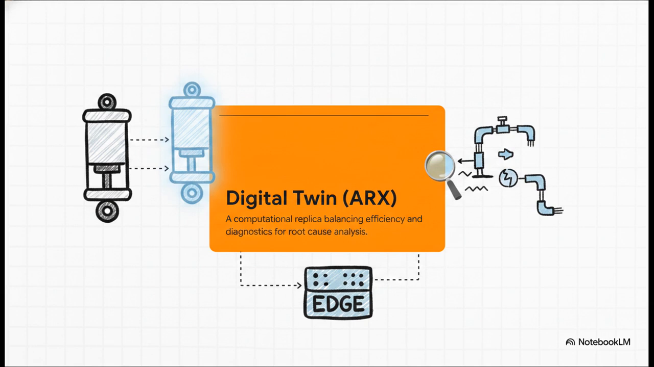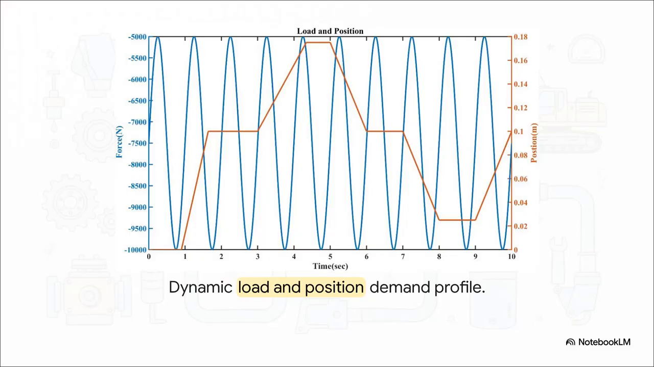It runs on edge computing platforms right there on the machine, constantly comparing the real actuator's behavior against the virtual twin's perfect behavior. This allows it to pinpoint exactly which valve or seal is failing, conducting root cause analysis right on the fly. And the profile we are looking at here brilliantly illustrates the intense dynamic load and position demands these systems face in the real world.